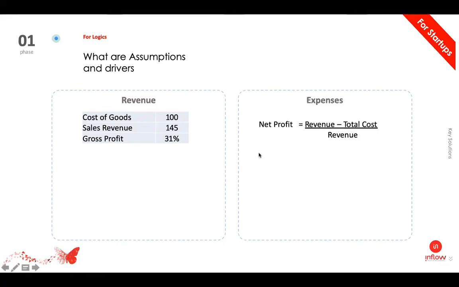Now, when you are calculating your net profit, it is simple: you take the total revenue, and the total cost, meaning the direct cost and the indirect cost. So the revenue minus your total cost, divided by your revenue, is your net profit. You should know what your gross profit is and what your net profit is.